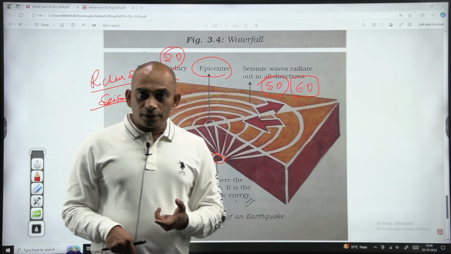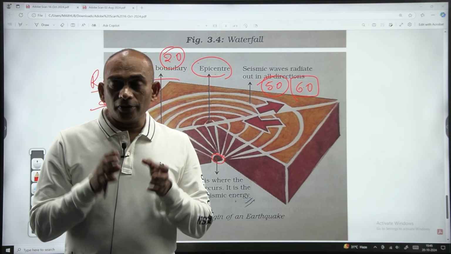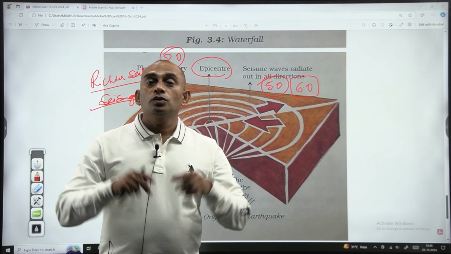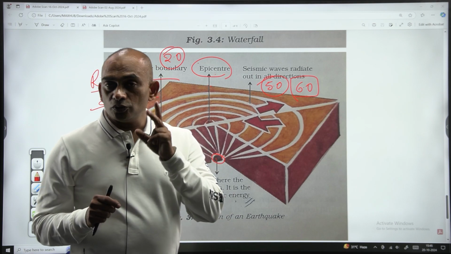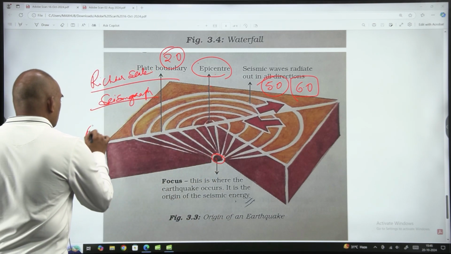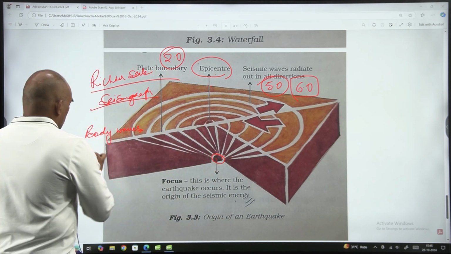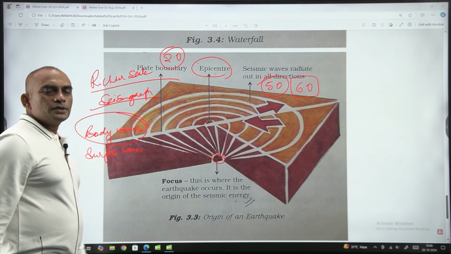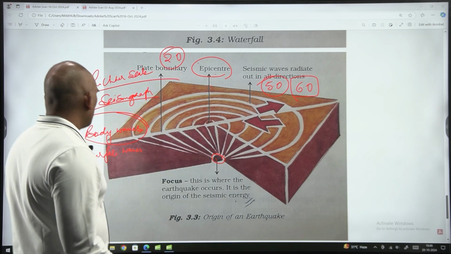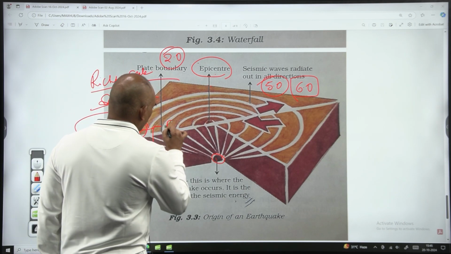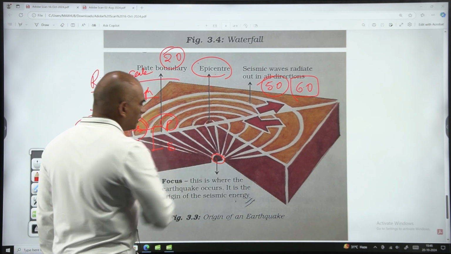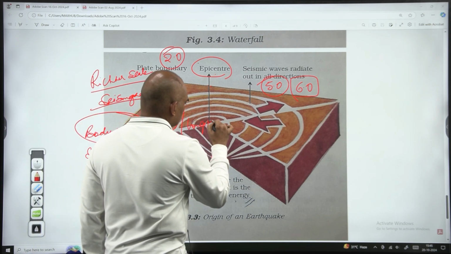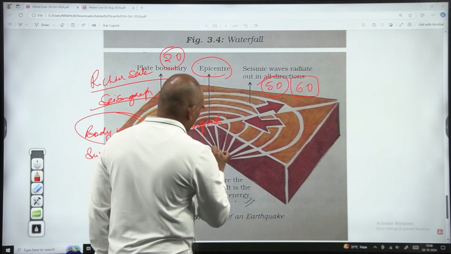I'm talking about waves. Energy is released and travels in the form of waves. These waves are divided into two types: body waves and surface waves. The body waves are again divided into two types, that is P wave and S wave. P waves are also known as longitudinal waves, and S waves are transverse waves.